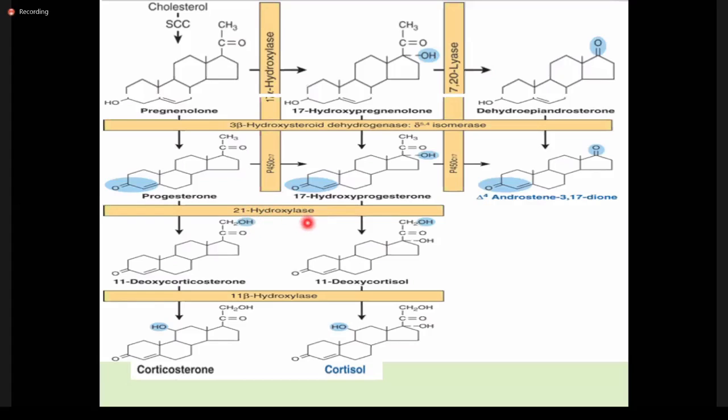Okay, we have 21 hydroxylase and 11 hydroxylase, for example, in this case.